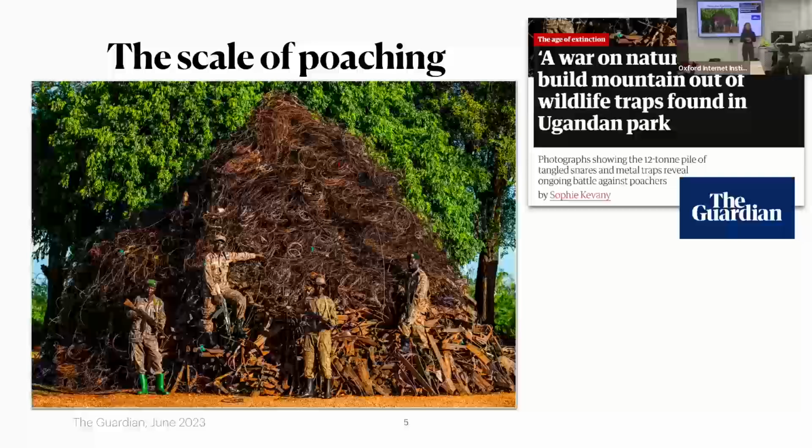And this is a team of rangers in front of this mountain of snares that were confiscated from a single year within the park. So every single one of these small wire circles corresponds with one animal life that could have been caught. And these big metal traps at the bottom are claw traps meant to ensnare elephants, buffalo, and other big game.